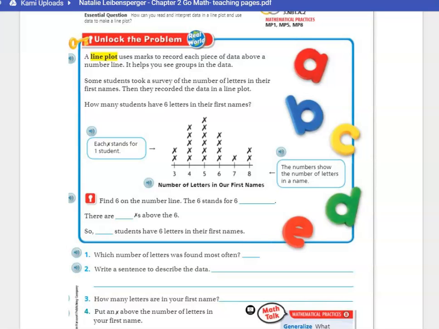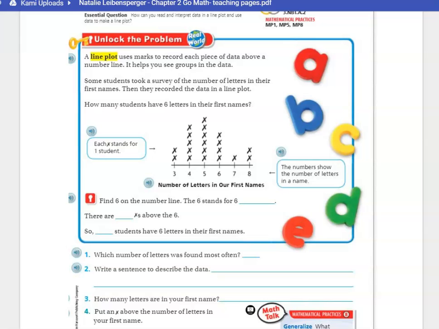Hi, third grade. Today we're moving on to lesson 2.7, Use and Make Line Plots. We're going to first unlock the problem, and then we'll take a look at a new kind of graph today. A line plot uses marks to record each piece of data above a number line. It helps you see groups in the data.